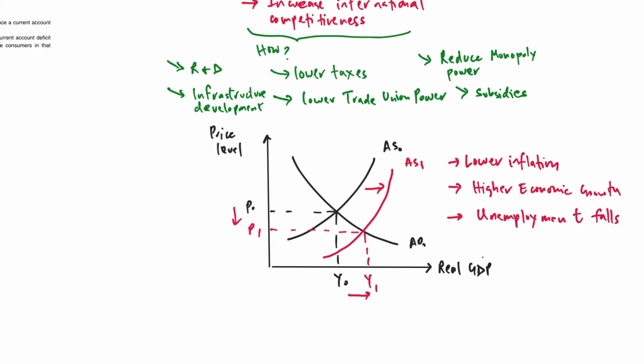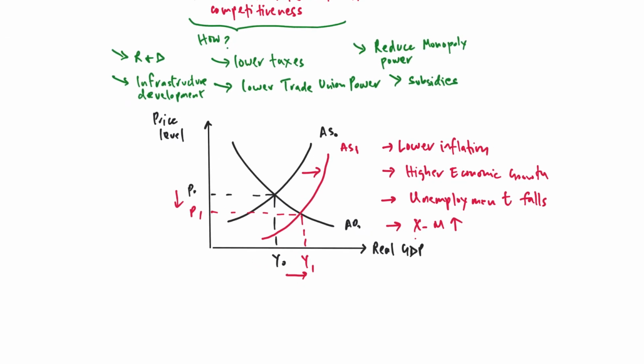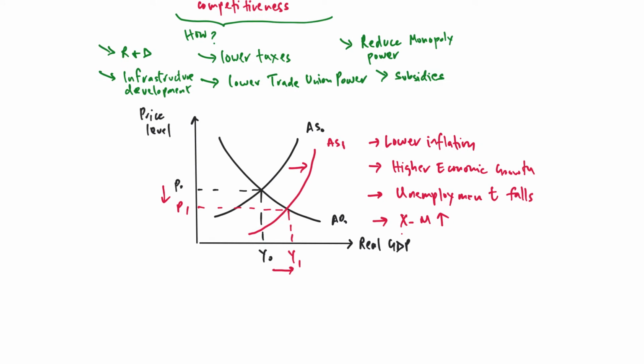And lastly, the fact that the price level is going down, a country would be able to gain comparative advantage. So one would believe that there would be an X minus M improvement happening through supply side policies. That's why for us, supply side policies are very desirable because they do not have any macroeconomic conflict in terms of goals.